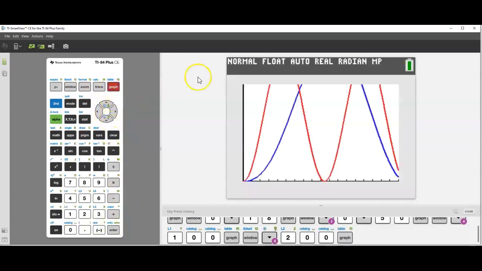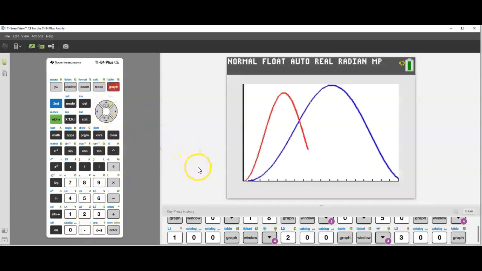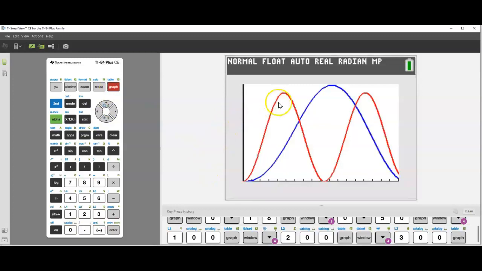Getting closer. We're almost to the top of those peaks. Let's try one more time. Let's go on all the way to 300. There we go. All right, now we can see where the height of these graphs ends.